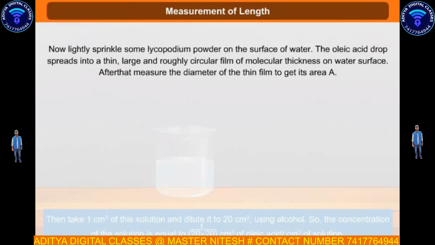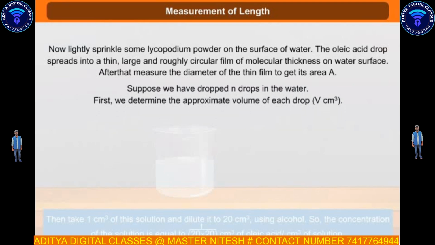The oleic acid drop spreads into a thin, large and roughly circular film of molecular thickness on the water surface. After that, measure the diameter of the thin film to get its area A. Suppose we have dropped n drops in the water.